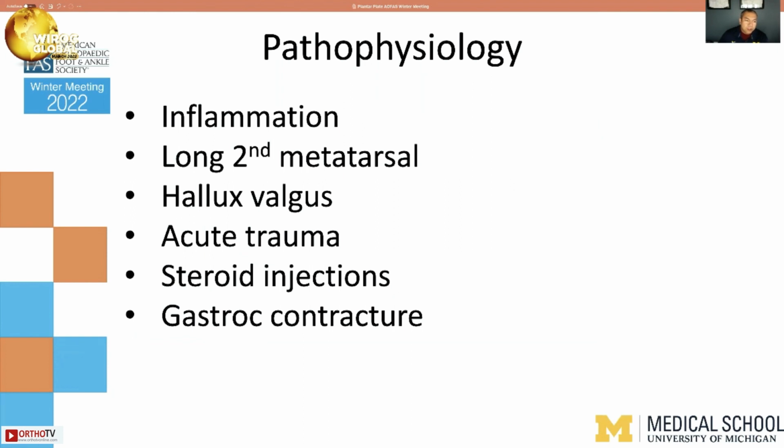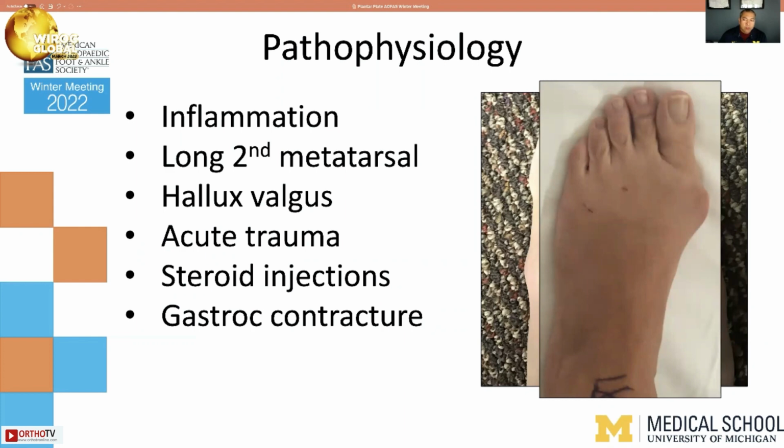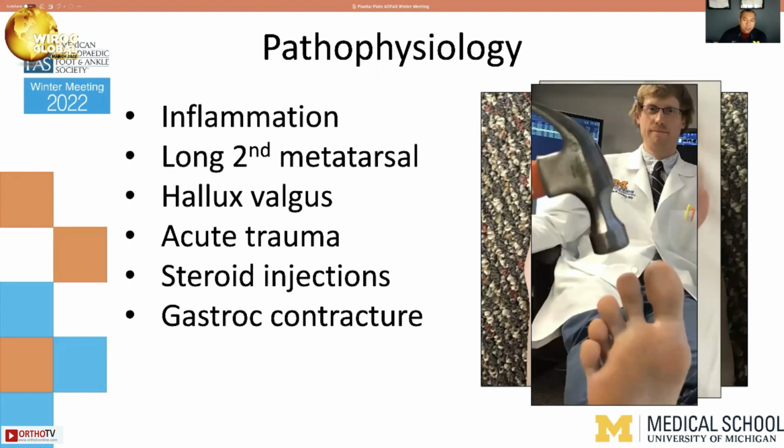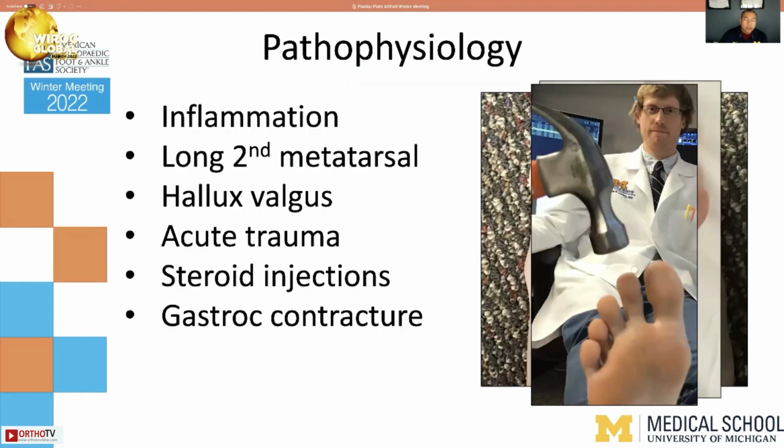How do we get tearing or stretching of the plantar plate? It's usually multifactorial. One reason is inflammation. A mechanical reason could be a long second metatarsal. Hallux valgus can do this, where the big toe is pushing against the second toe, which eventually can lead to stretching of both the collateral ligaments as well as the plantar plate. Acute trauma is less common, but can definitely lead to plantar plate tears. Repeated steroid injections can also cause this and can cause attenuation of the plantar plate.